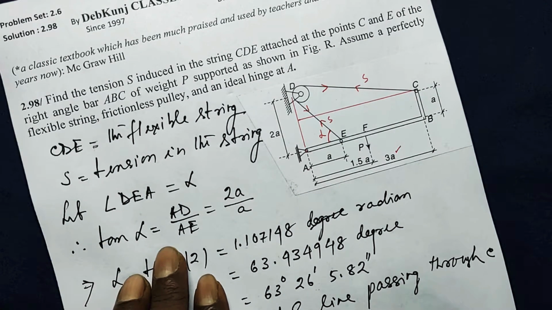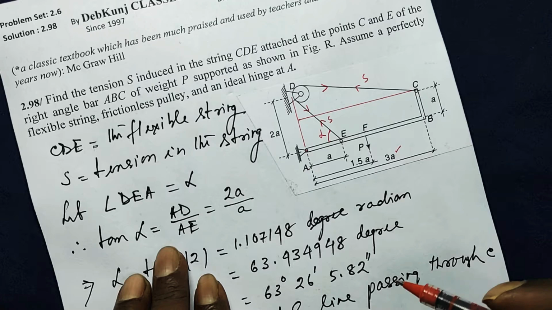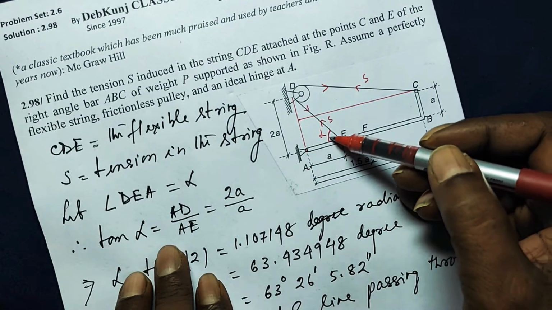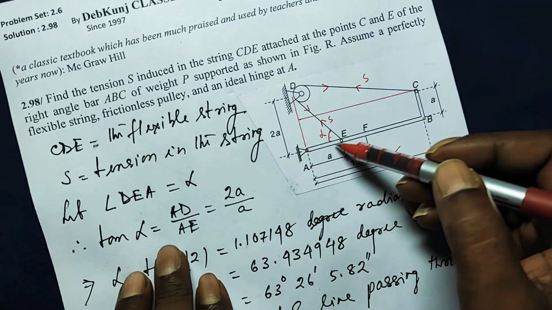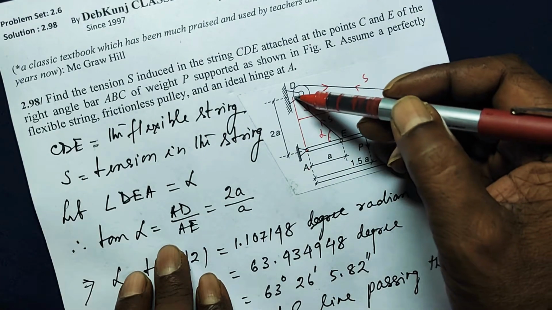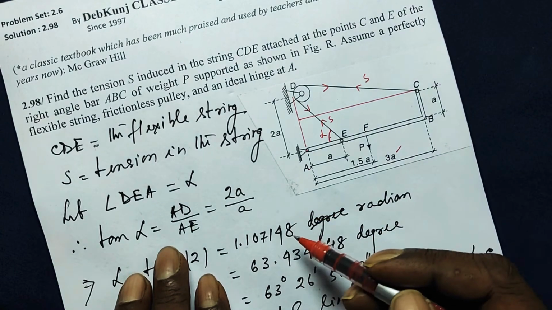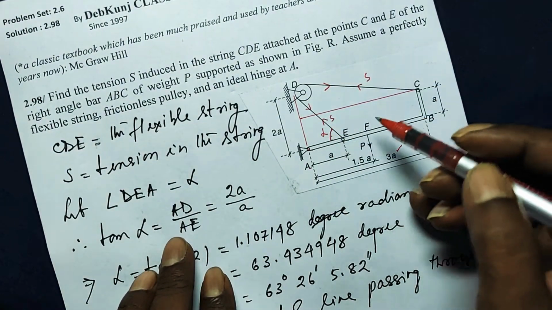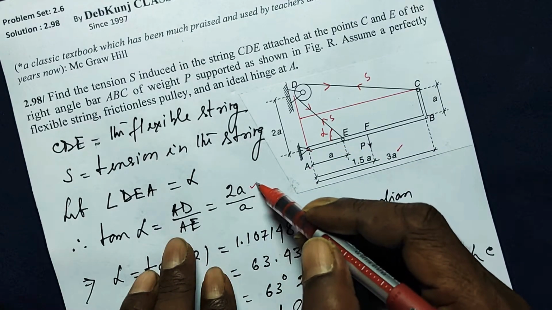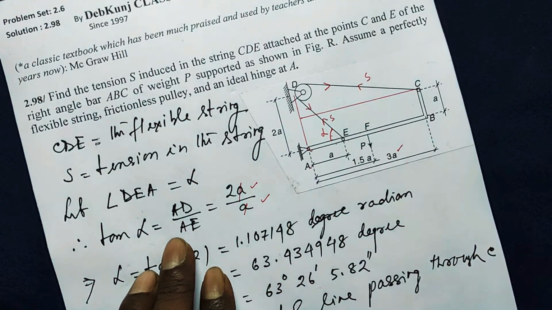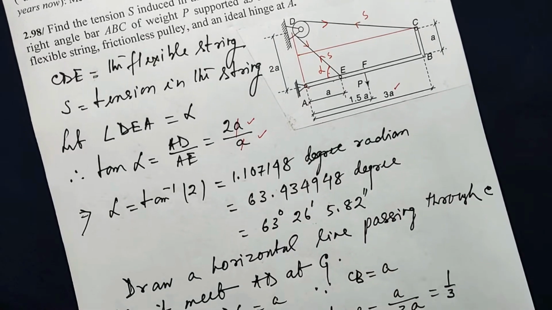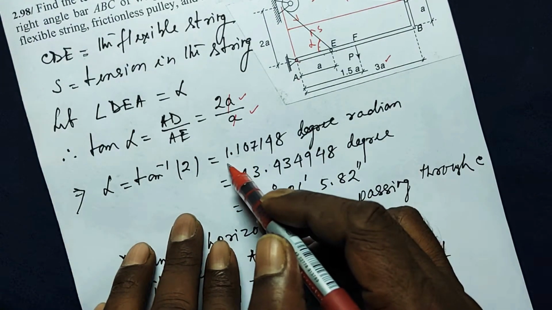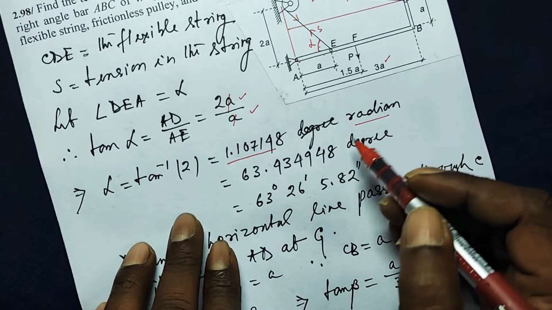So now in triangle DEA, tan of alpha will be perpendicular over base. That is 2A over A. So tan alpha will be AD over AE, that is 2A over A, the A cancels. So your alpha is tan inverse of 2, that comes out to be this many radians.